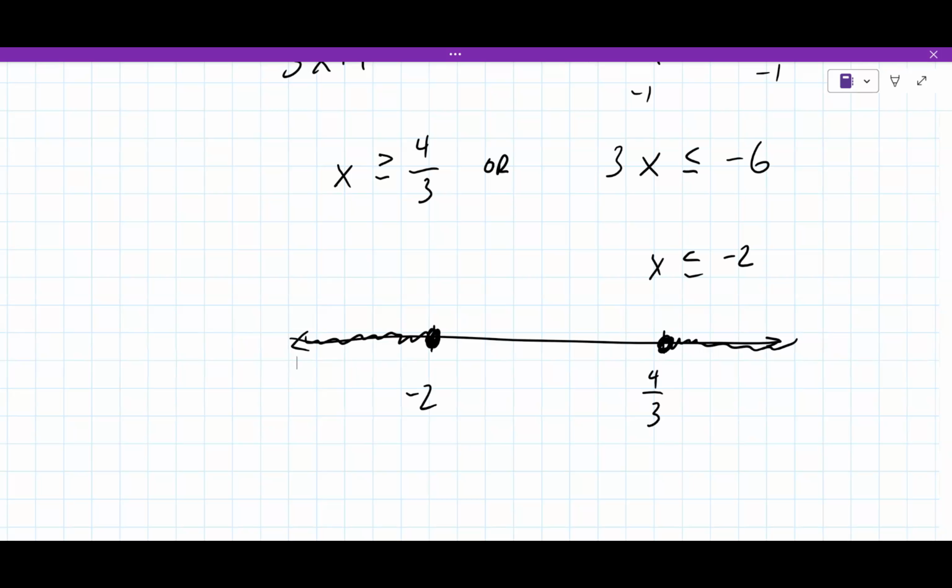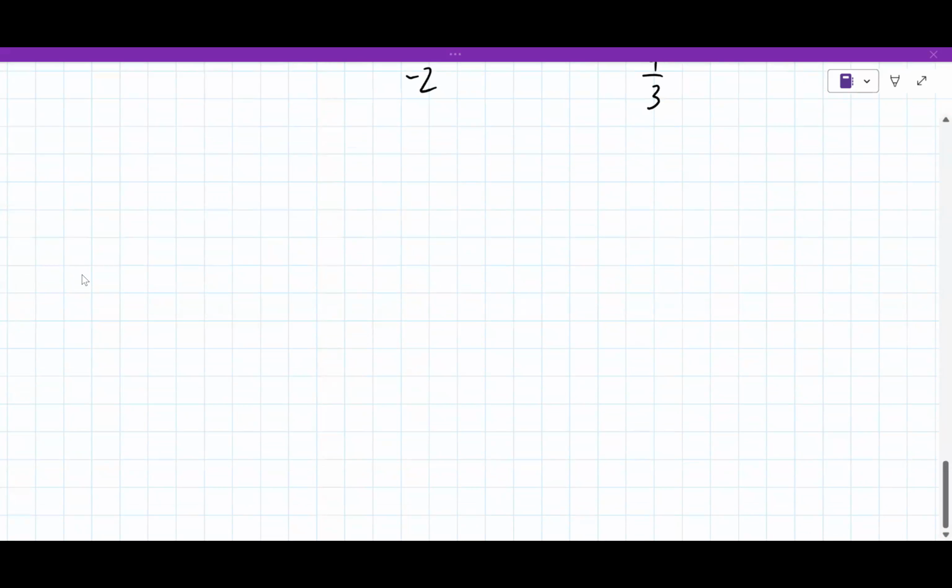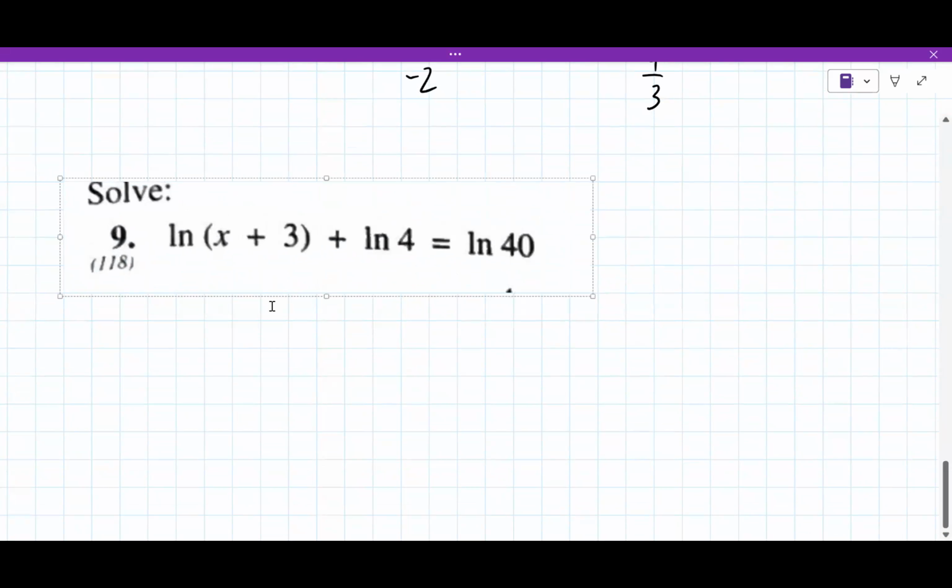All right, number 9. That looks like a most recent lesson on logarithms. Okay, there are some properties, laws of logarithms, and it's very important to remember those.